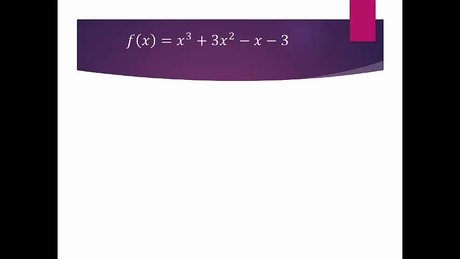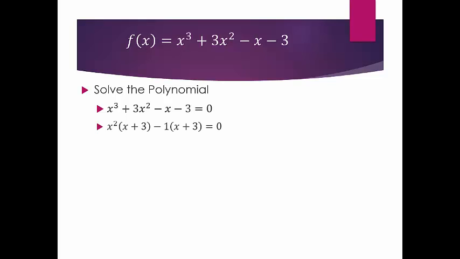Since the zeros are the values of x when f of x is equal to 0, we set f of x equal to 0. We solve the polynomial. x cubed plus 3x squared minus x minus 3 equals 0. First, we're going to factor x squared from the first two terms and negative 1 from the last two terms. A common factor of x plus 3 is factored from the expression.